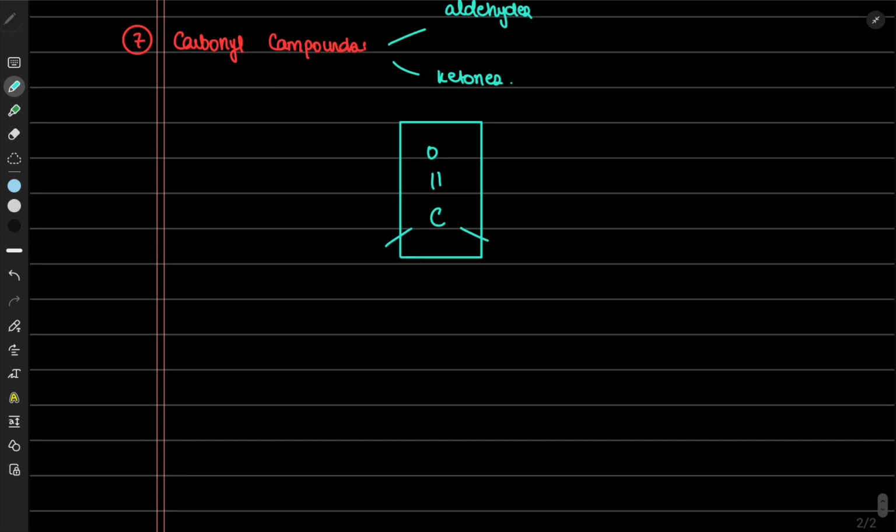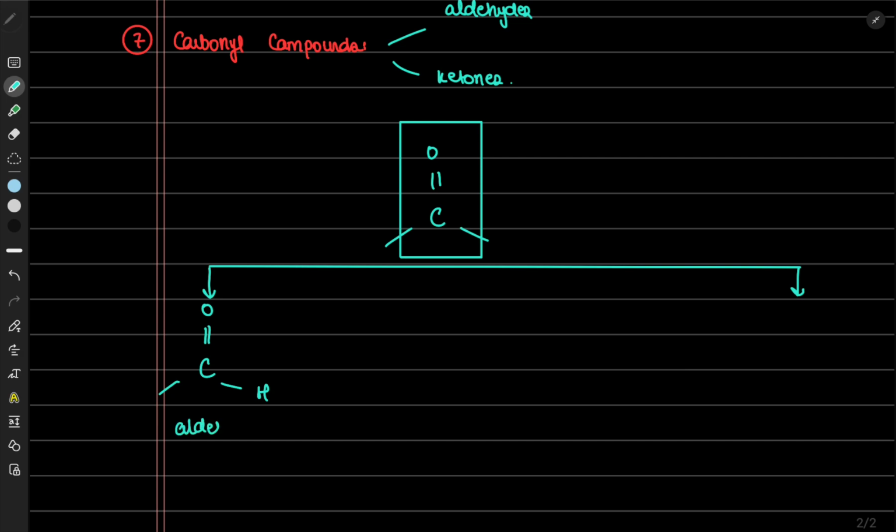Now, here's one thing. Let's try to understand how carbonyl compounds work. If on either one of the sides I attach a hydrogen, this would be known as an aldehyde. And if there is no hydrogen on either side and there are only carbons on either side, right, then this would be known as a ketone. So whenever there's a single hydrogen attached to either side, then it's known as an aldehyde. Otherwise, it is known as a ketone.